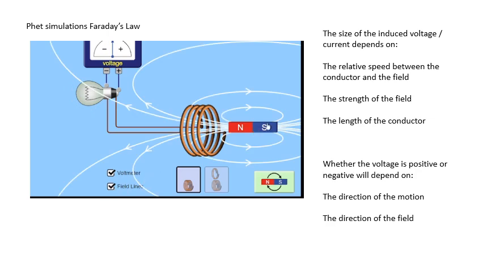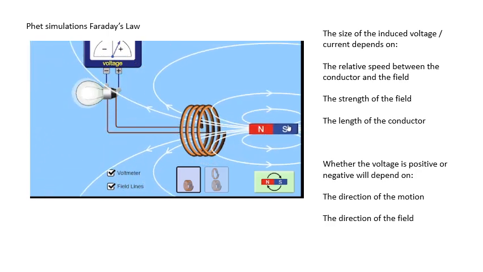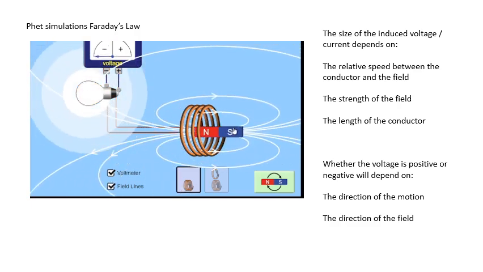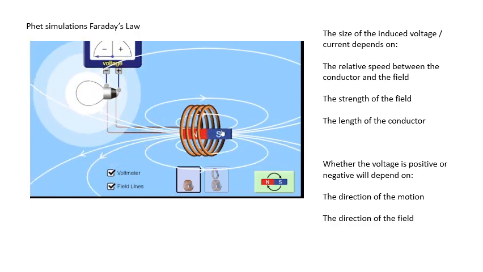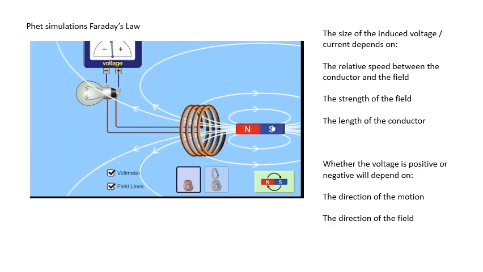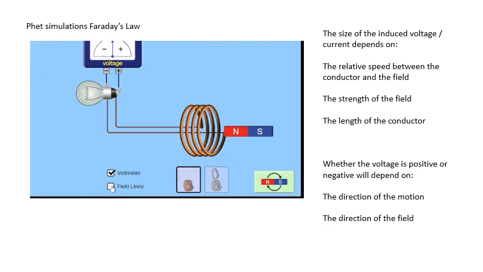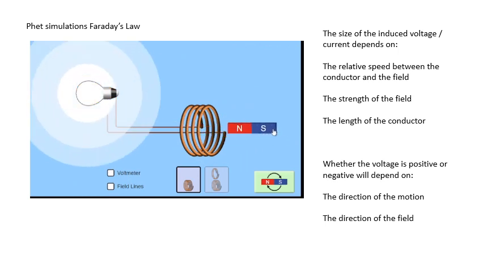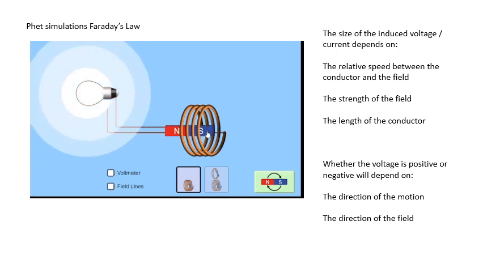Okay, so the size of the voltage depends on the relative speed. It depends on the strength of the field, in other words, the strength of the magnet. It depends on the length of the conductor. In this case, that would be the number of turns on the coil. Then whether the voltage is positive or negative will depend on the direction of the motion and the direction of the field. It's a free download. These PhET simulations are free and they're very, very good. Check it out. Do some Googling.